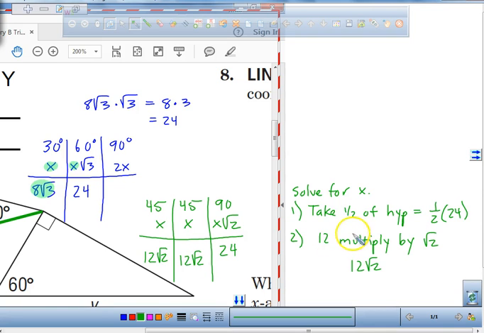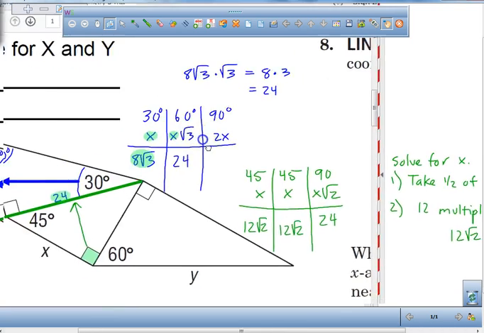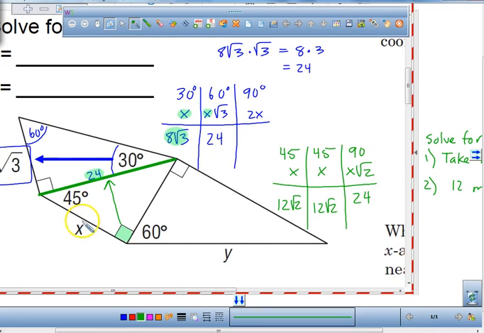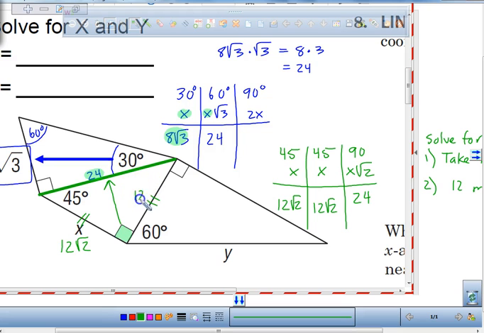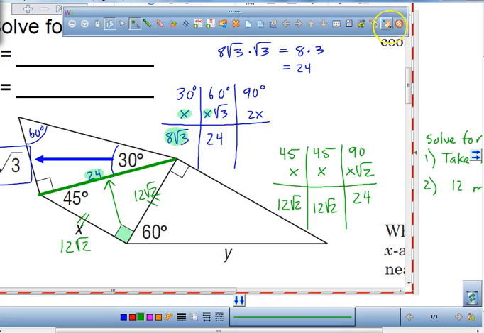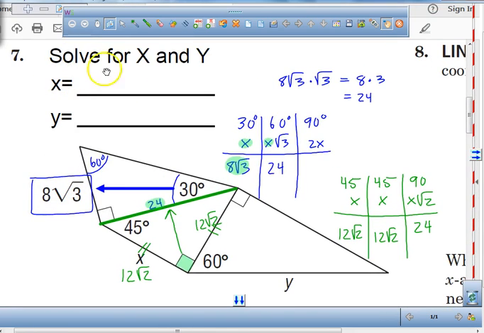So these are the 2 steps. To go from the hypotenuse back to the leg, all you have to do is what? Take half of it and multiply it by radical 2. What does that mean? That means, ooh, I just found x. X right here, this side right here is equal to this side right here. So I'm going to put a 12 radical 2, and I'm going to put a 12 radical 2. And right up here, where it says solve for x and y, right here, I'm going to put 12 radical 2.